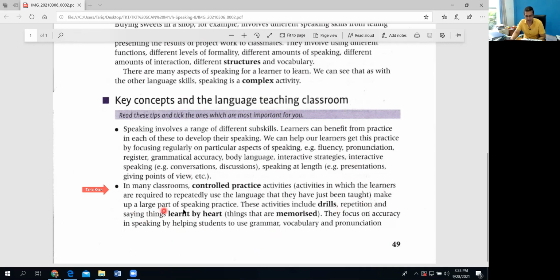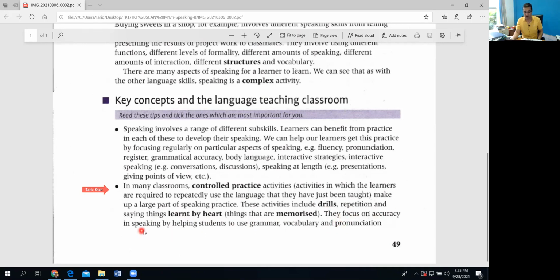These make up a large part of speaking practice. Now, when it comes to the speaking side, in controlled practice activities: drills. Now you people are doing drills, but do you know you are doing drills in the classes? Modita, are you doing drills? Yes, sir. Now don't tell me that drill is what they do outside in sports. That is also drill. Drills: repetition and saying things learned by heart, things that are memorized.